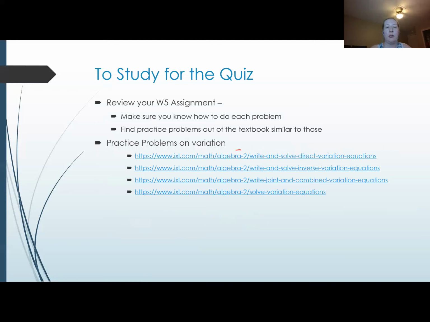And then the variation that I mentioned that I didn't do a video on, I do have 4 links here to practice problems on variation from IXL. I realized that last week I forgot to put this slide in there with some practice problems for you, but I made sure to do it for this week. If variation is something, those word problems, that you're not too sure on, that was problem 2 on the assignment. There's tons of practice problems there.